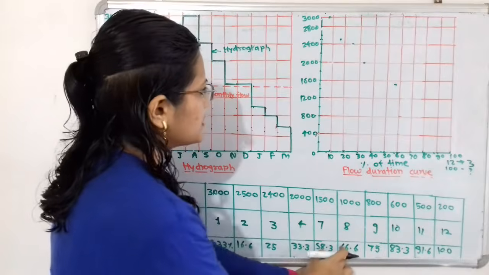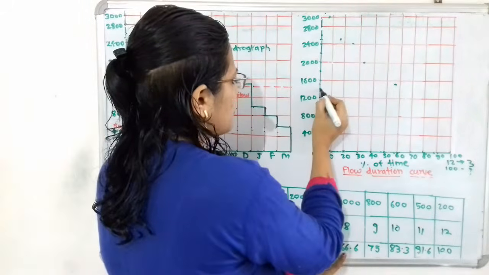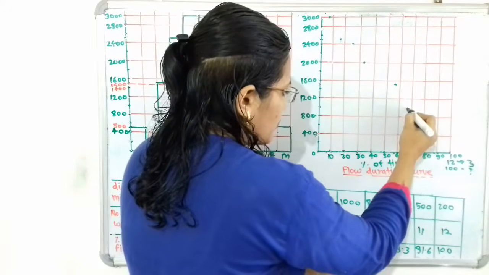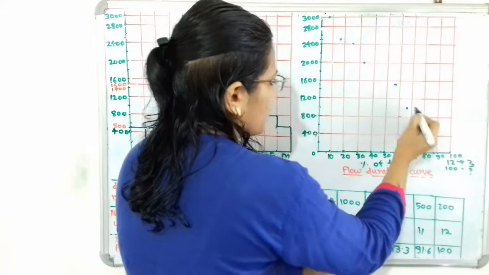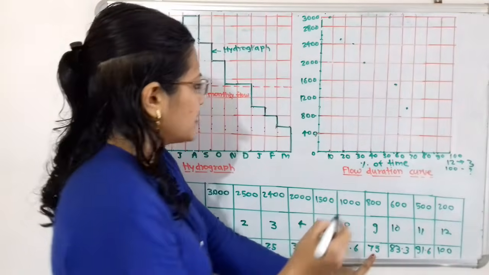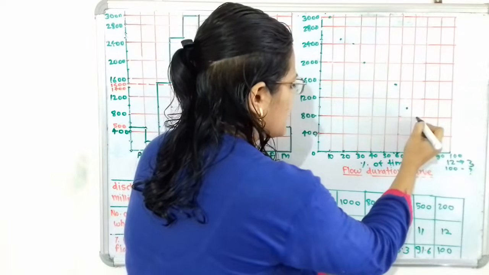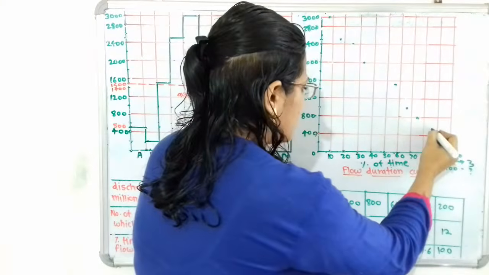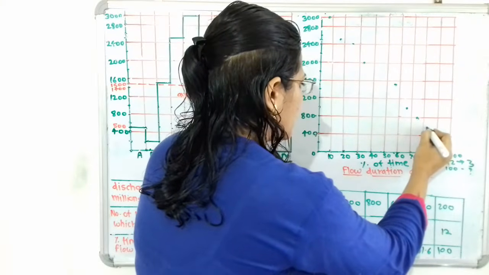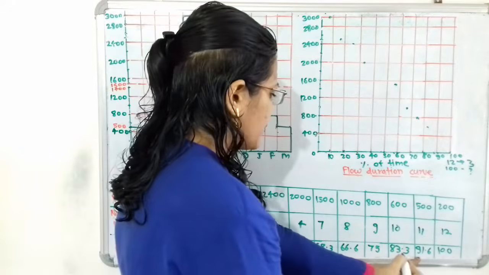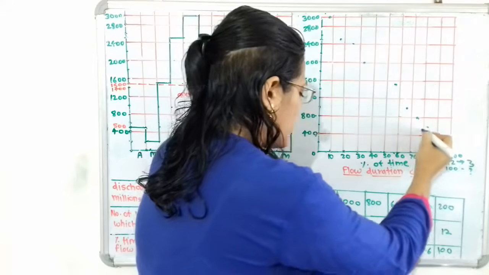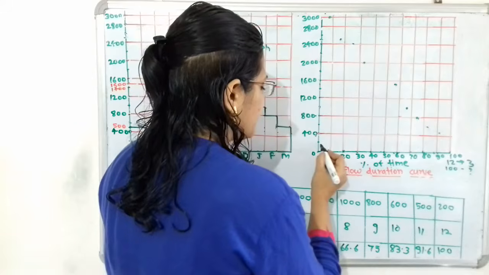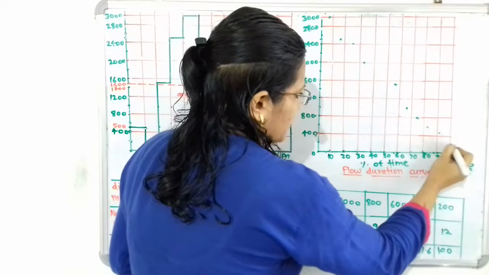Then 1000, and we have to take the percentage, that is 66.6. That means here. Then 800 it is 75. So for 800, in between 70 and 80 we have to plot 75. Then for 600 it is 83. So for 600 we have to plot here 83. Then 500, here it is 91. And then for 200 it is 12 months, that is 100%.